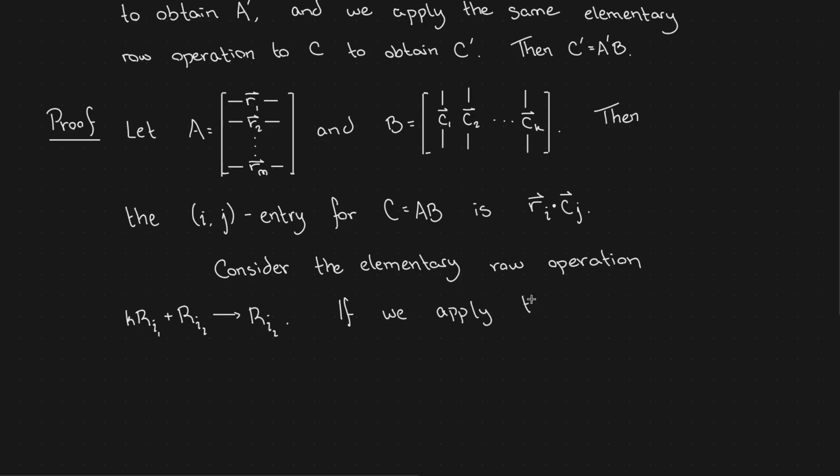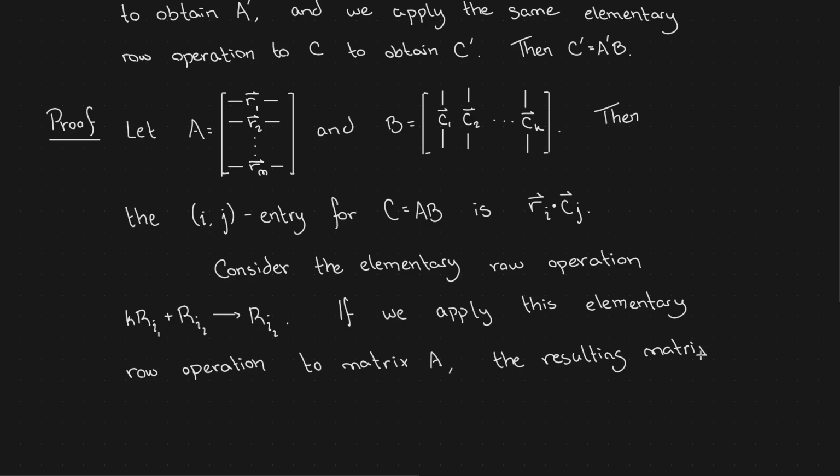If we apply this elementary row operation to matrix A, the resulting matrix A prime will have, in row i2, the following vector.